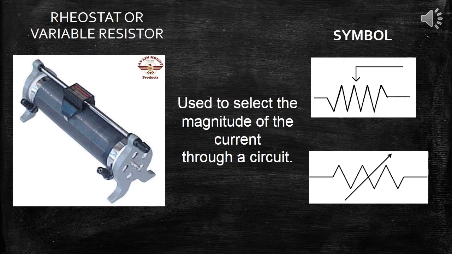Now we are going to learn the second component, a device used in the lab, called rheostat. These rheostats are widely used in physics lab. That is also called a variable resistor. By adjusting the rider, we are able to change the value of the current. Resistance can also be varied. By changing the resistance, current can also be varied in the circuit. It is used to select the magnitude of the current through a circuit. The rheostat symbol and variable resistance symbol both are given here.